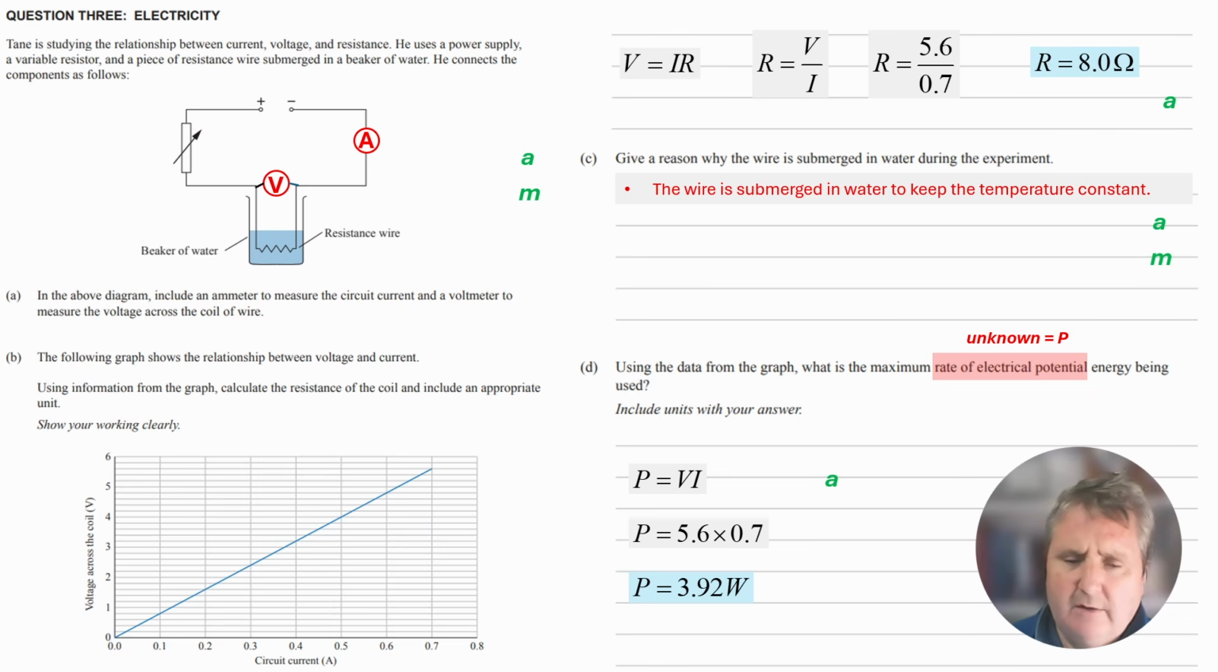This question is actually achieved, merit, and excellence for getting the correct answer, which seems, I mean, question C and question D seem very generous for this electricity one. Anyway, let's go on and look at the next question.